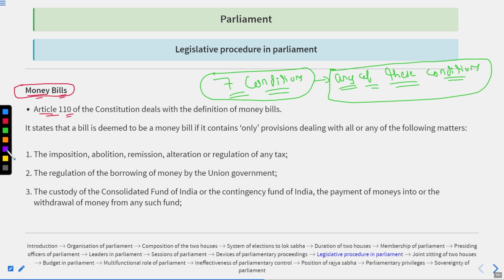First, the imposition, abolition, remission, alteration, or regulation of any tax. Second, the regulation of the borrowing of money by the union government. Third, the custody of the Consolidated Fund of India or the Contingency Fund of India, the payment of monies into or withdrawal of money from such fund.